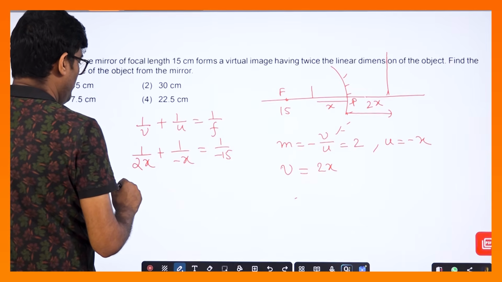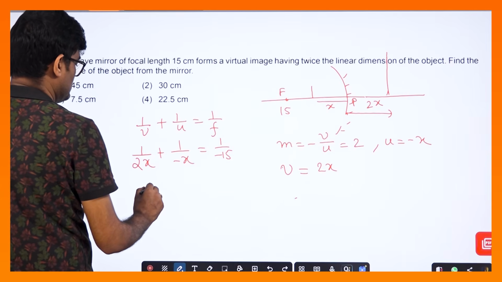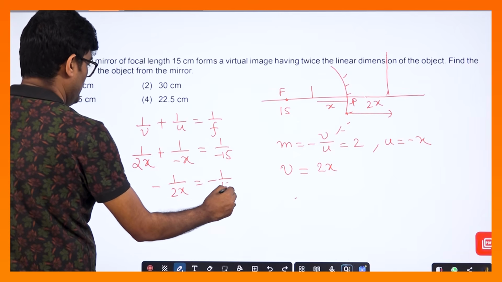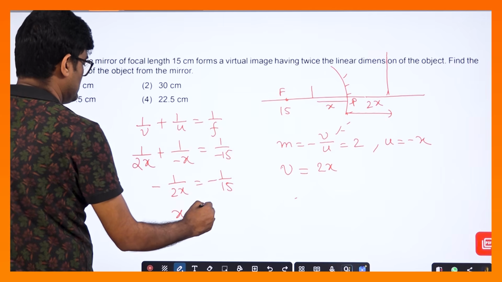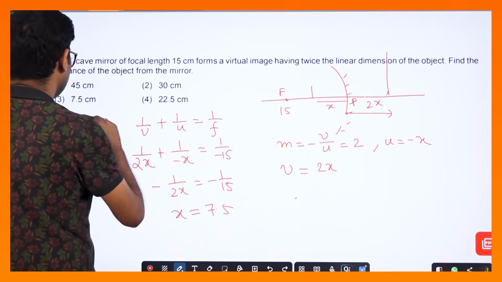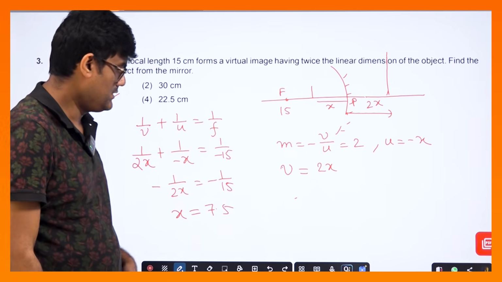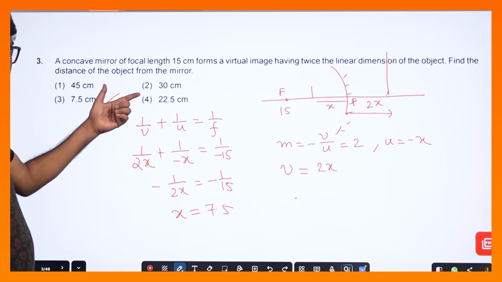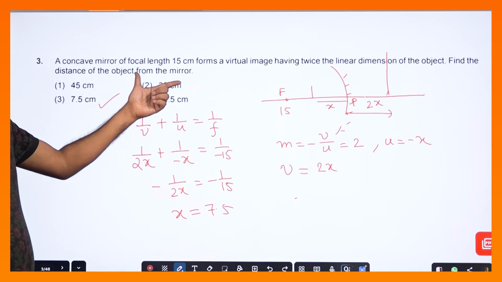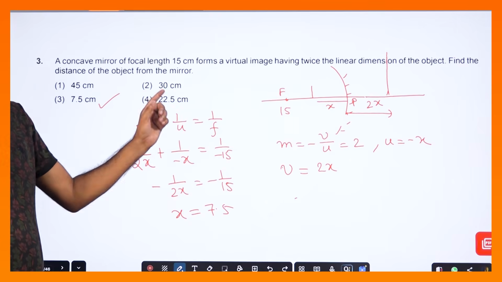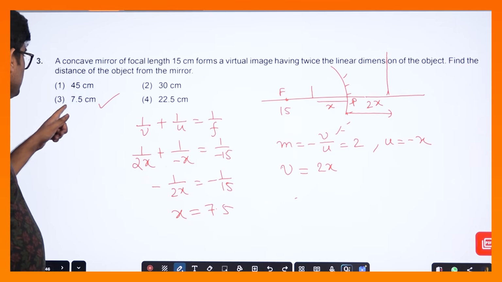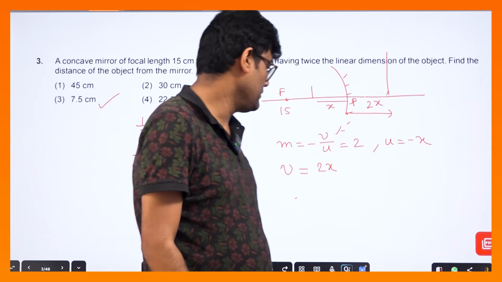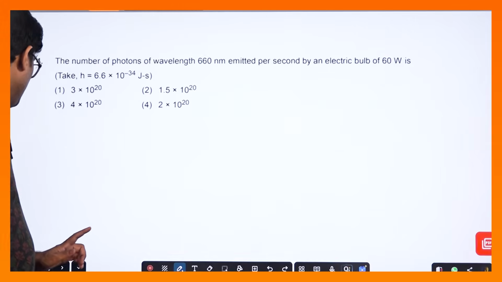So it is 1 by 2x minus 1 by x, so it is minus 1 by 2x, which is equal to minus 1 by 15. So the value of x is equal to 7.5. Yes, 7.5 option is there. Option 3 is the correct choice for this question, right? One thing you can easily understand is that if it has to be a virtual image, then it has to come inside the focus. Only option inside the focus is option C. All the other options are outside the focus, right? So you can easily understand the correct answer from the options.